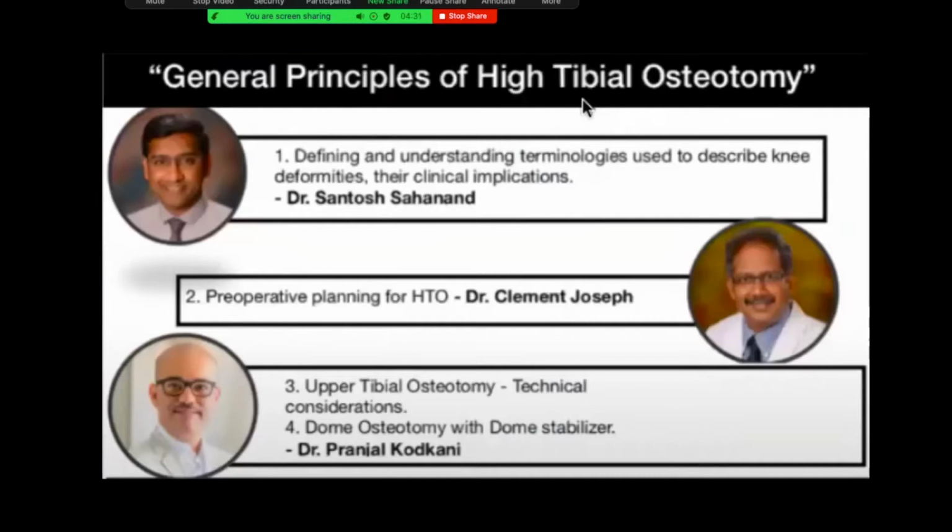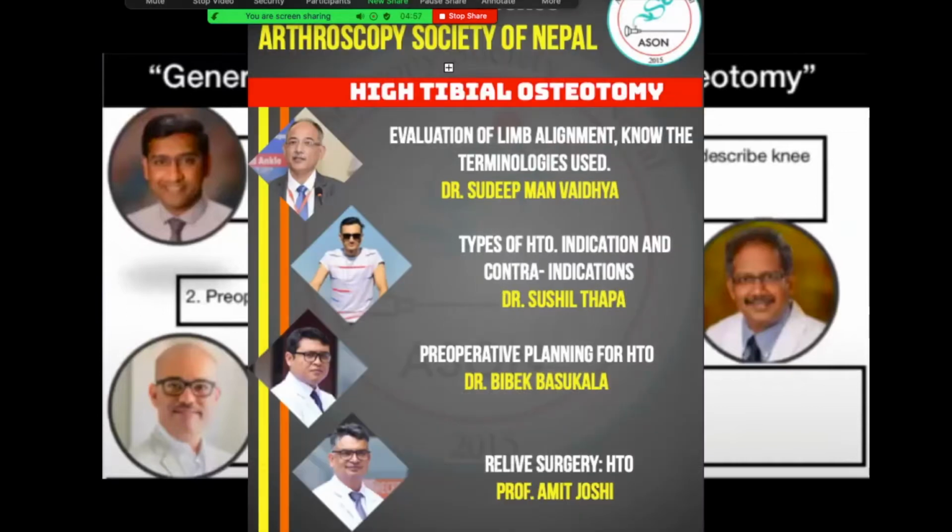So high tibial osteotomy was already discussed. One webinar on high tibial osteotomy has already been conducted by the Arthroscopy Society of Nepal under the active leadership of Professor Amit Joshi, where we had Dr. Santosh, Dr. Clement Joseph, and Dr. Pranjal Kotkani from India as our faculties. They taught us a lot about high tibial osteotomy. So this time we attempted to venture into this topic by ourselves.